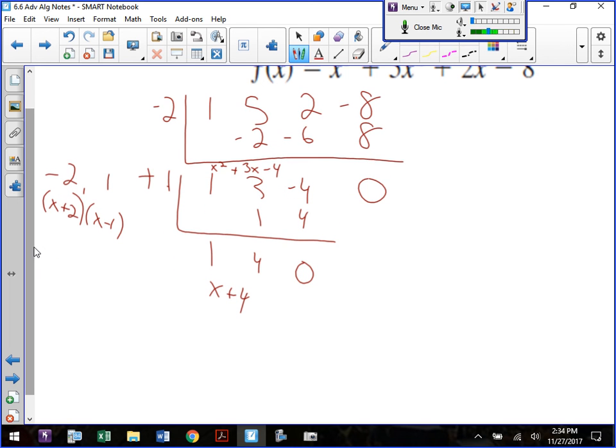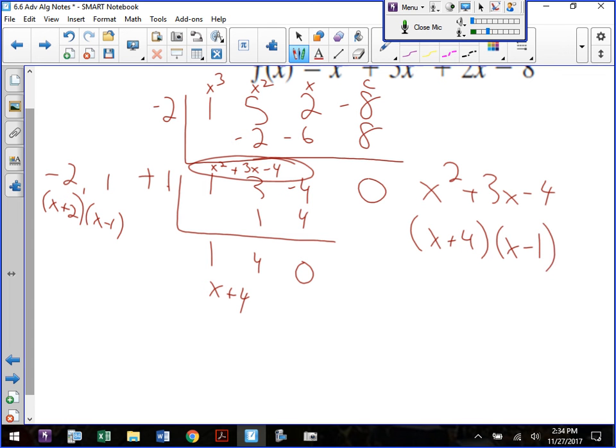Like we were just saying, this one was your x cubed, x squared, x, and your constant. Those were your coefficients, which made this one here x squared plus 3x minus 4. What times what is negative 4 and adds together to get 3? You get x plus 4, x minus 1, which happen to be here and here. As you constantly drop the degrees, remember that you are coming up with new coefficients of a lesser degree polynomial.